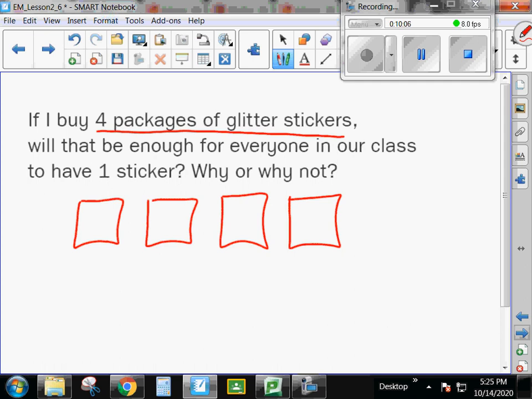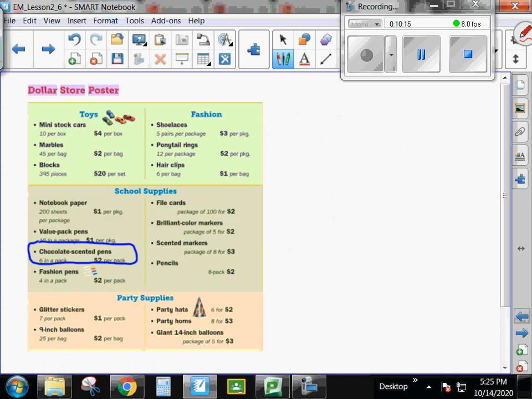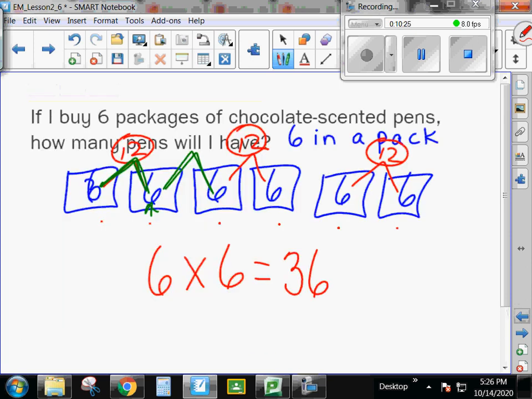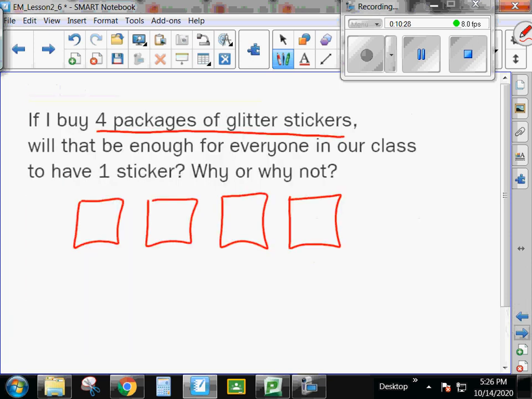And it wants to know if that's going to be enough for everyone in our class. The thing is, I don't know how many are in each pack. So let me go back to our dollar store poster and find our glitter sticks here. Down here are the glitter sticks, and it says there are 7 per pack. So let me go back here. Whoops, that's the wrong way. There's 7 per pack.